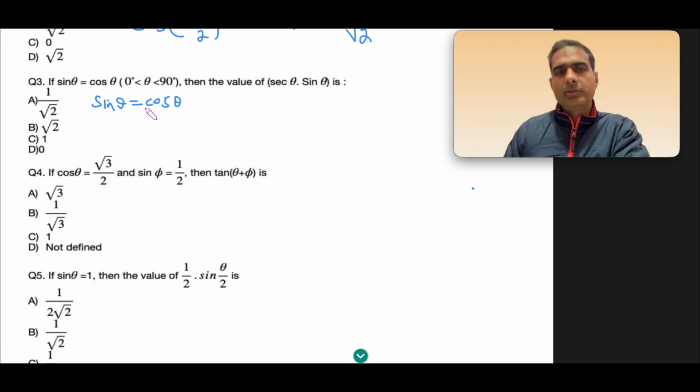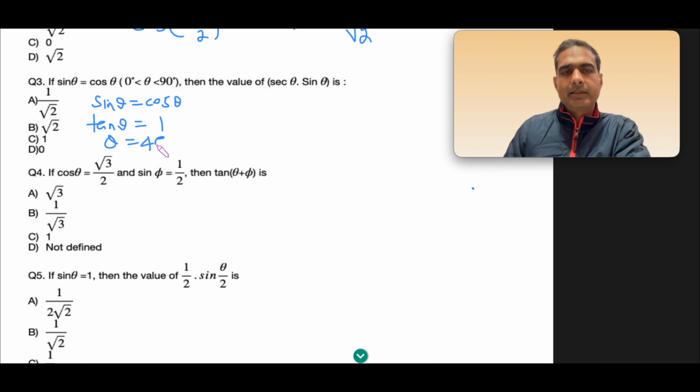And if you are not able to figure it out, then we can divide by cos theta on both the sides. So if I divide by cos theta, on the left hand side sin theta by cos theta will become tan theta, and cos theta by cos theta will become 1. Now tan theta is 1, so we know tan theta is 1 at 45 degrees. So from here we got that theta is 45 degrees. Now theta is 45 degrees.